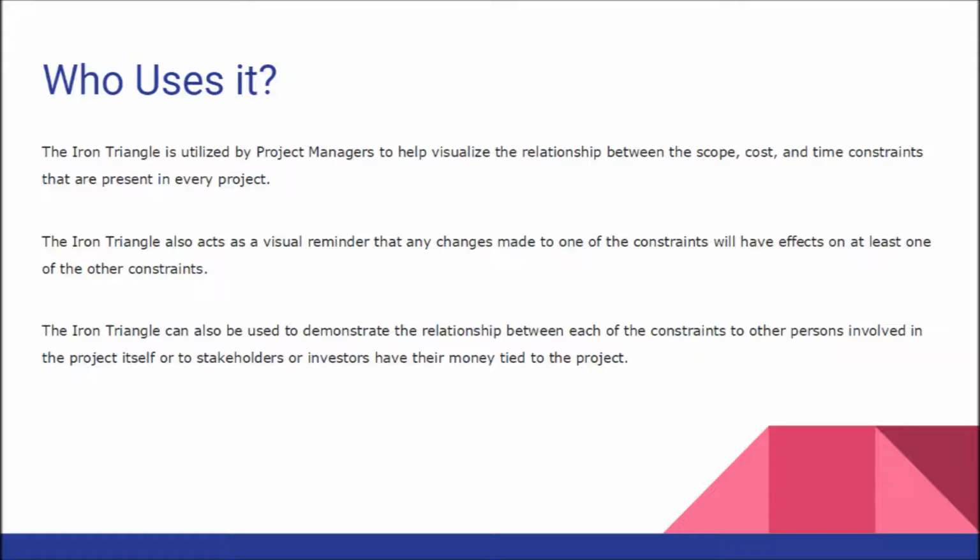The Iron Triangle also acts as a visual reminder that any changes made to one of the constraints will have effects on at least one of the other constraints. The Iron Triangle can also be used to demonstrate the relationship between each of the constraints and other persons involved in the project itself, or to the stakeholders or investors who have their money tied to the project.